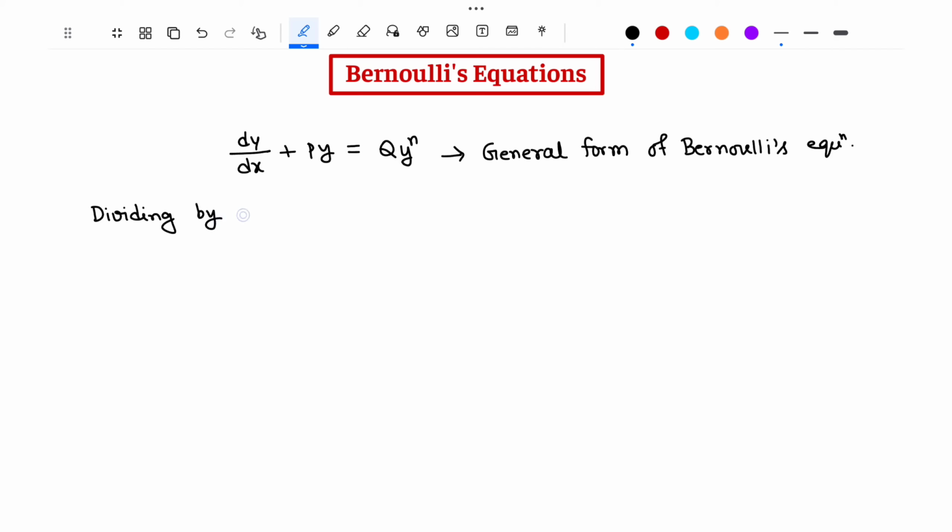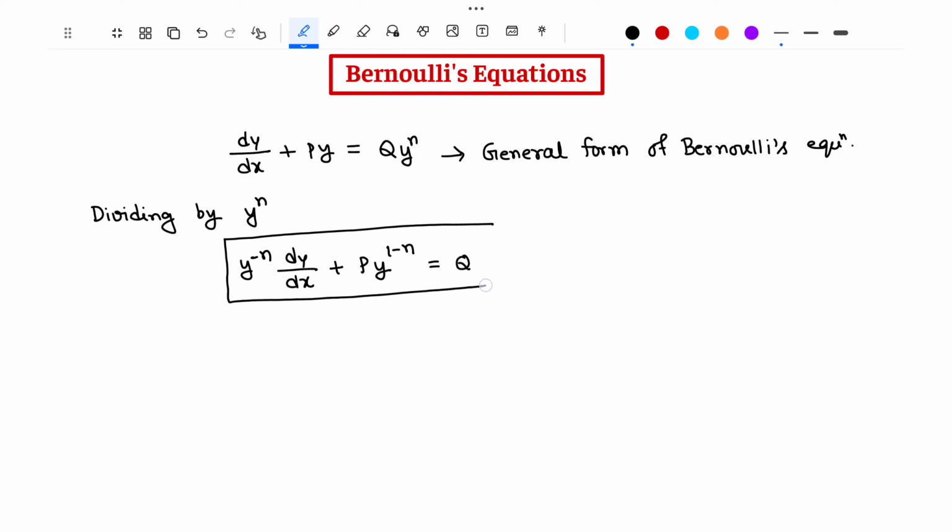Dividing by y to the power n. So this will be y to the power minus n dy dx plus p y to the power 1 minus n, this is equals to q. Yes or no? Now, is this equation linear equation? Obviously not. This is not linear equation. So you must have to convert the Bernoulli's equation to linear equation. Otherwise, you cannot solve it.